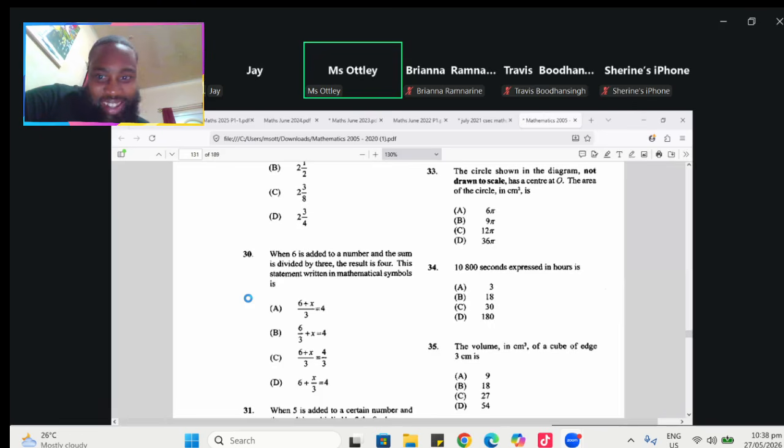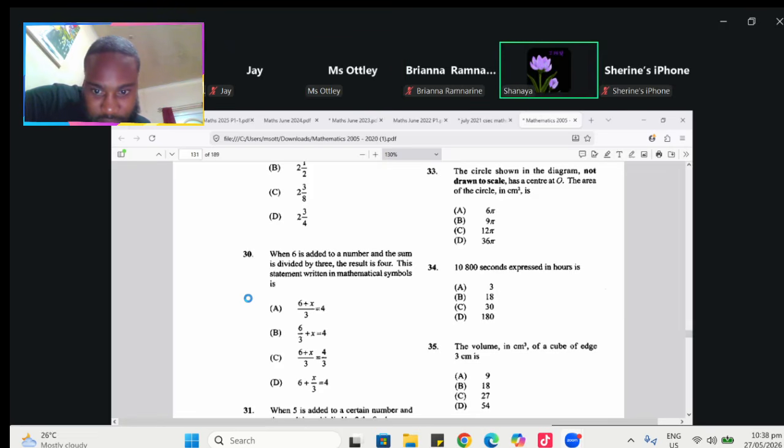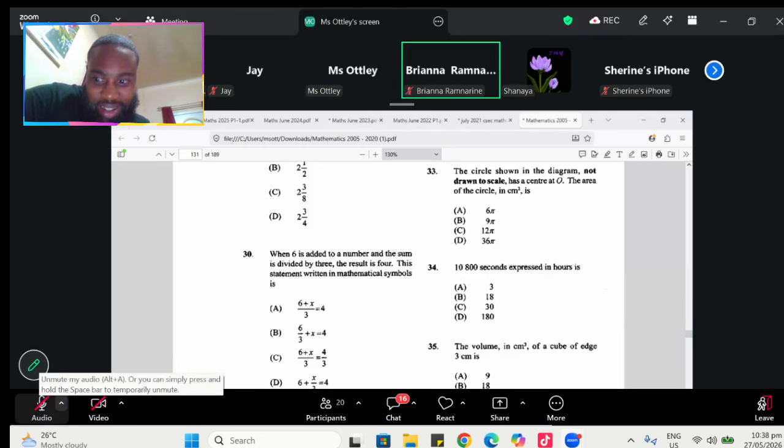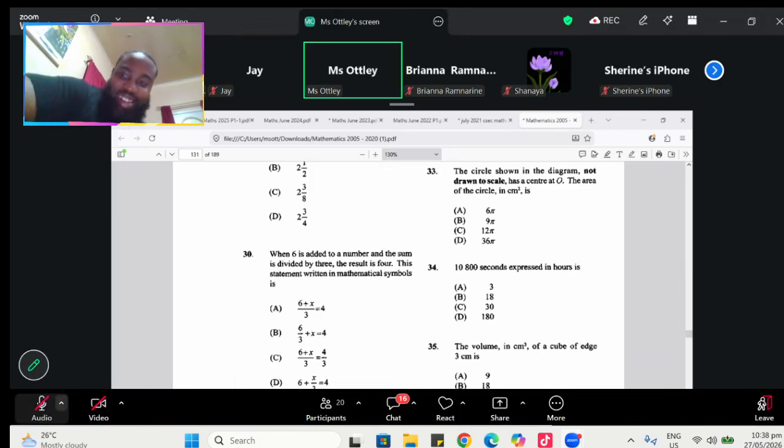Number 30. When 6 is added to a number and the sum is divided by 3, the result is 4. Miss, the answer is A. The answer is A, but I bet you didn't get it by eeny, meeny, miny, moe. Do not eeny, meeny, miny, moe.